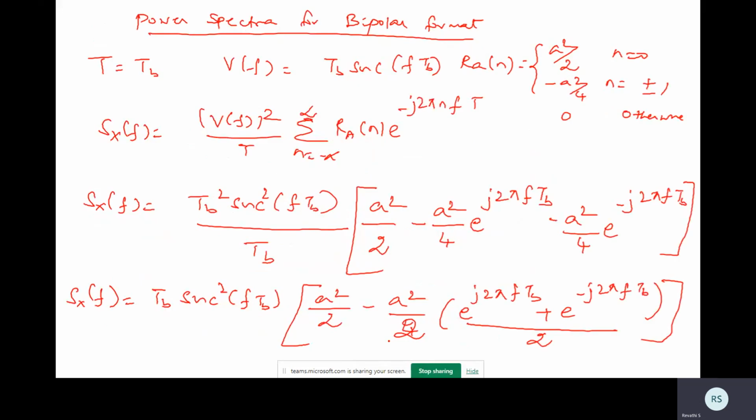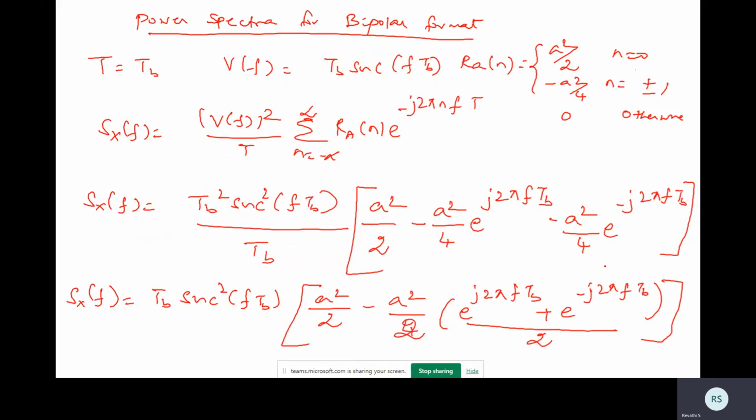Okay, so what we have done, we know RA of n is taking 3 factors. One is n equal to 0, n is equal to plus 1, and also n is equal to minus 1. We know V of f is tb sinc of ftb, so we are substituting for V of f in the numerator and t equal to tb in the denominator. Here when we are doing the summation, we are having 3 values for n: n equal to 0, plus 1 and minus 1.